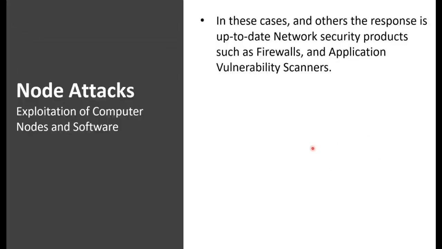It may sound like I'm oversimplifying. However, in the case of node attacks, and in the cases we discussed and other cases, the response typically is to use up-to-date network security products, such as firewalls that do both network security and are able to manage connections. Also, application vulnerability scanners. Ethical hacking may be another way to go, although quite often the vulnerability scanners are able to detect far more vulnerabilities than any type of manual ethical hacking.